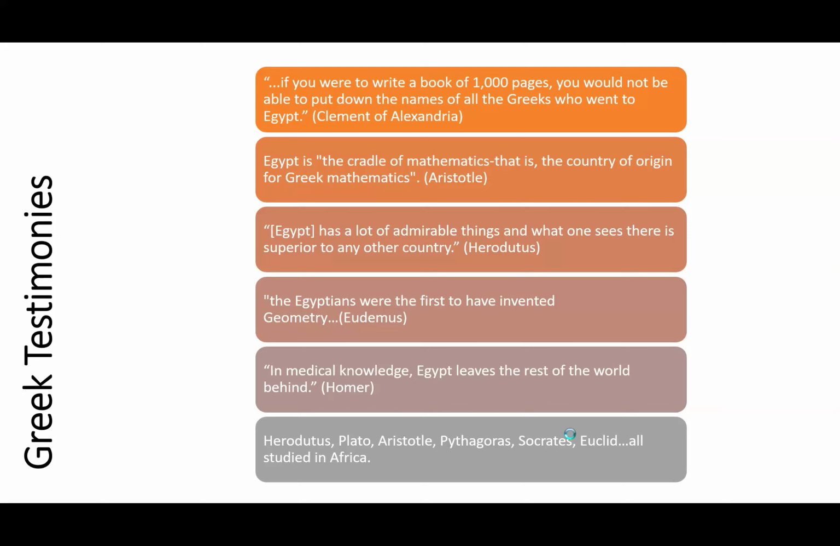Aristotle, that you guys know about, he said Egypt is the cradle of mathematics. That is the origin of Greek mathematics. So the Greeks studied in Africa. I've done a lot of study on this. Herodotus, the father of history, says Egypt has a lot of admirable things, and what one sees there is superior to any other country. Eudemus said the Egyptians were the first to have invented geometry. Homer said in medical knowledge, Egypt leaves the rest of the world behind. So all these guys, Pythagoras, we did Pythagoras' theorem, but it is not Pythagoras who invented that theorem. He learned it in Africa. They came to Egypt, some came to Mali.